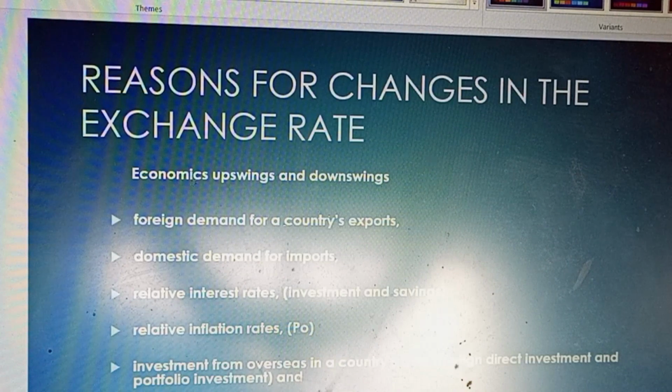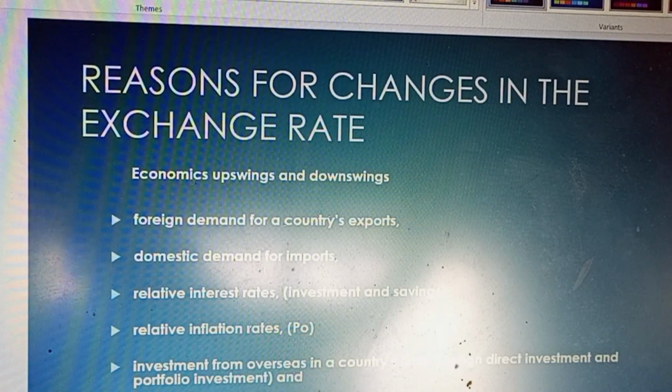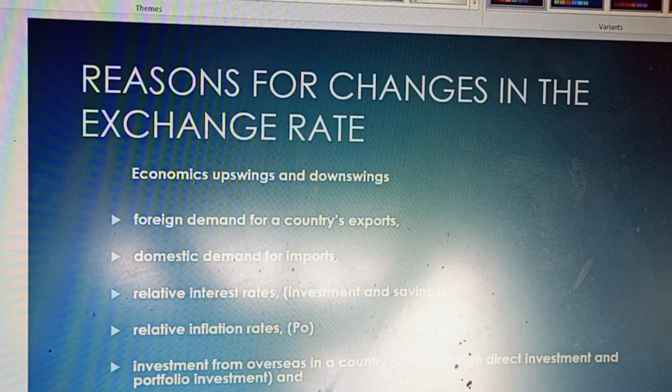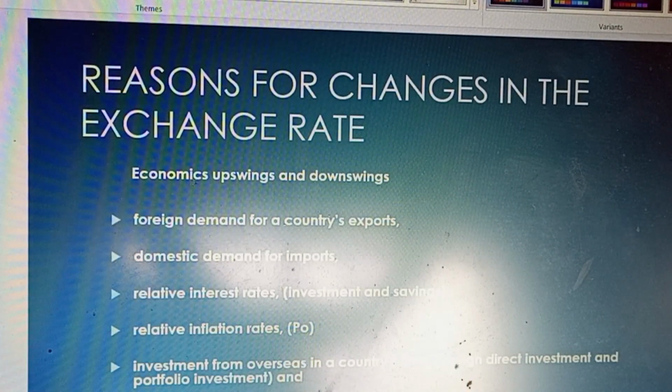Demand for that particular country's goods will decrease, and demand for import goods will increase, and therefore foreign exchange will also increase. Now, like I said, if there is a difference in the inflation rate, this affects the exchange rate.